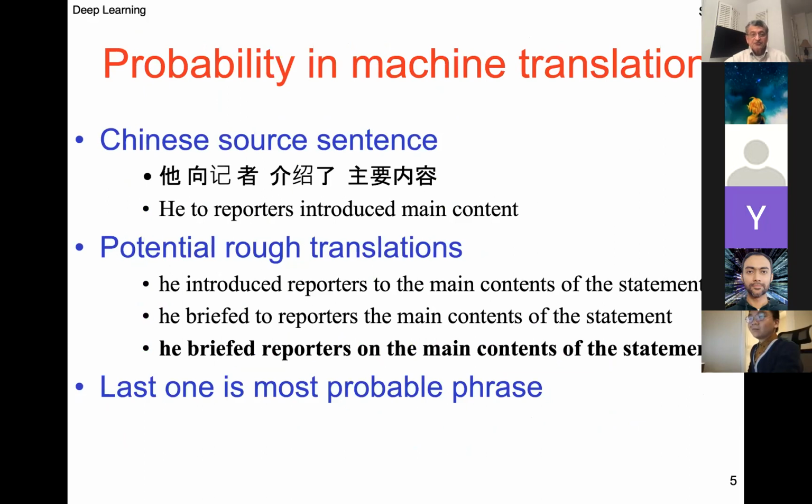So they assign probabilities to sequences of words. Here is the example of probability in machine translation. Here is the Chinese source sentence. Some of you in the class, I think, would know Chinese. Maybe you can read this Chinese, right? Anyone want to volunteer to read that in Chinese to me? No? Can you read it? You have to turn your microphone on.